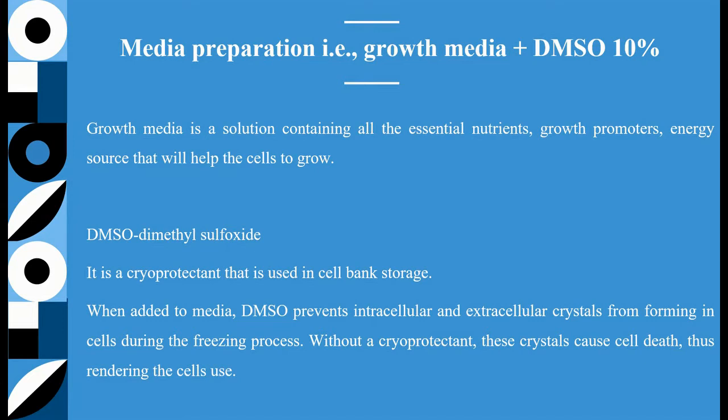Now we will come to DMSO. DMSO stands for dimethyl sulfoxide. DMSO is a major ingredient in the freezing media which helps the cells survive for a long period of time in cryopreservation. It is a cryoprotectant used in cell bank storage. When added to the media, DMSO prevents intracellular and extracellular crystals from forming in the cells during the freezing process. Without a cryoprotectant, these crystals cause cell death, thus rendering the cells useless.